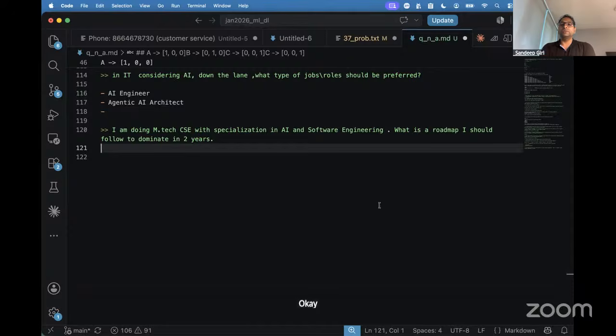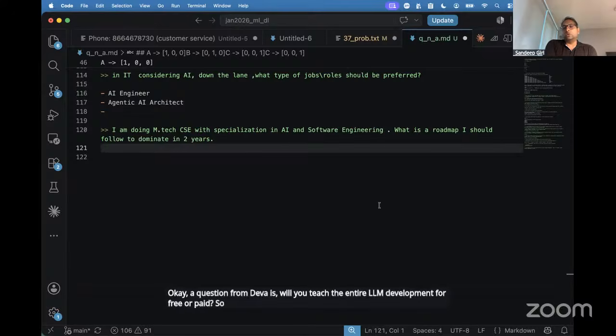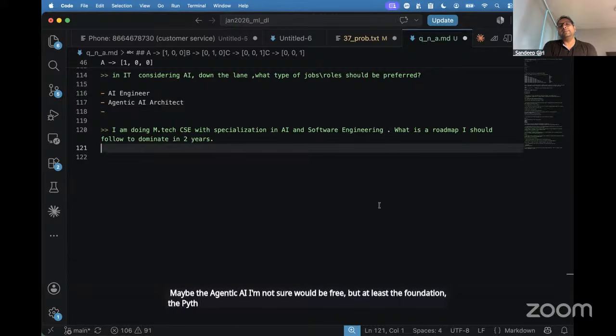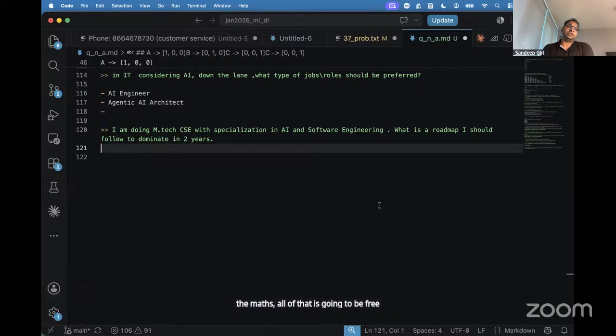A question from Jiva is, will you teach the entire LLM development for free or paid? So some part of this course is going to be free. Maybe the agentic AI, I'm not sure would be free, but at least the foundation, the Python and the maths, all of that is going to be free. Okay, so I'll try to keep that.